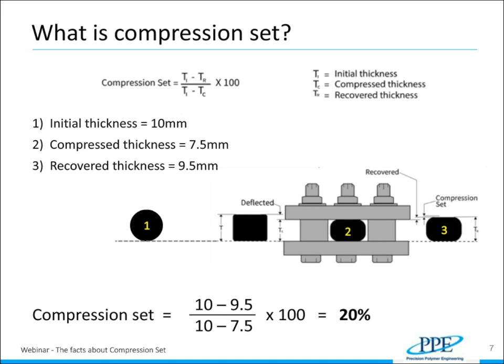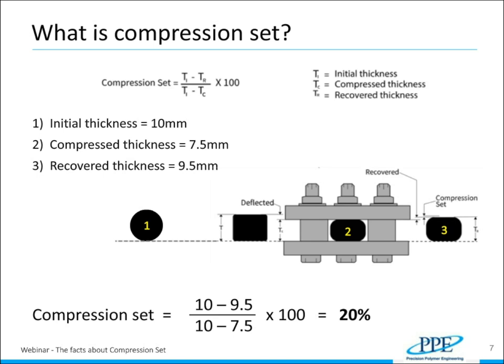So what we do is, it's compressed by 25%, and then some time later, often in an elevated temperature environment, often placed inside an oven, the jig is taken apart, and we look at the amount of recovery that happens. So compression set is calculated as on this slide. It's the initial thickness minus the recovered thickness, divided by the initial thickness minus the compressed thickness, times 100 to give us a percentage.